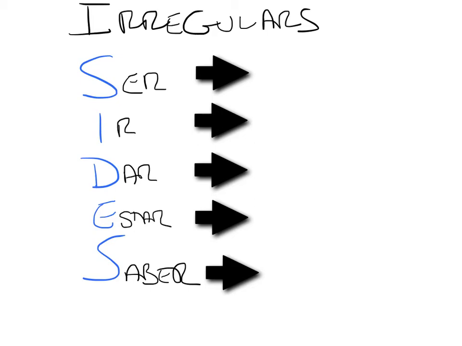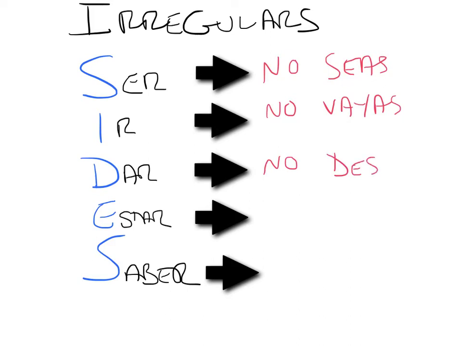And these are going to be as follows. So we would say no seas, don't be. No vayas, don't go. No des, don't give. No estés, with an accent. And no sepas. Very important that you learn these stems because these are going to come up later on in the other command forms and again in the subjunctive.